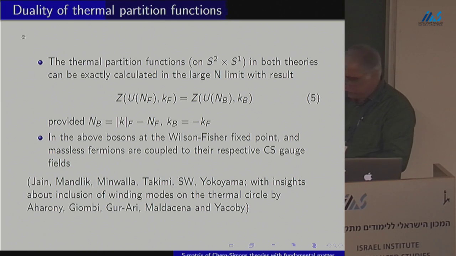And the third one was, if you compute the thermal partition function of this theory on S2 cross S1, then this is the result: the partition function exactly maps onto each other, provided we make these transformations over here. Okay. And in the above, at least in the simplest case, the bosons are at the conformally invariant fixed point, and the massless fermions are coupled to the respective Chern-Simons gauge field. So this in the simplest case is true, but this is true in much more generality, as was later shown by Minwala and collaborators.